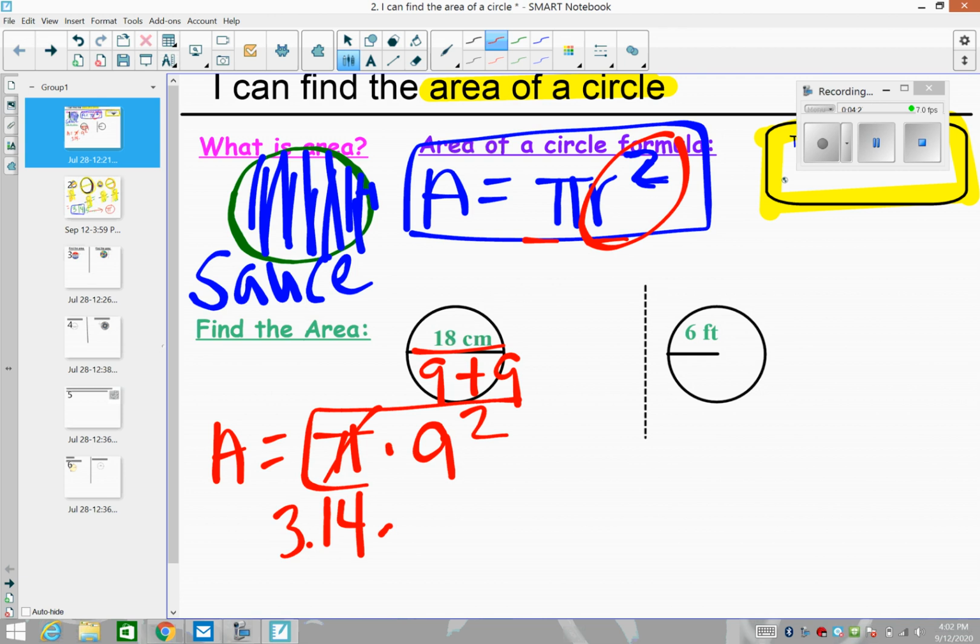So pi times 9 squared. So simply just use your calculator. Now, right now, if you don't have your cell phone on you or you don't have a calculator, you're going to need to grab one. So go ahead and pause the video because you will need it for this entire lesson. I'm not sure that I said that at the beginning.